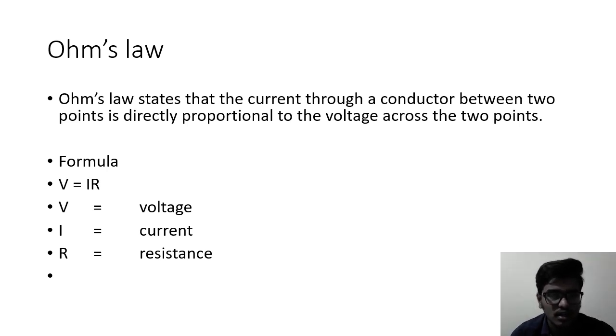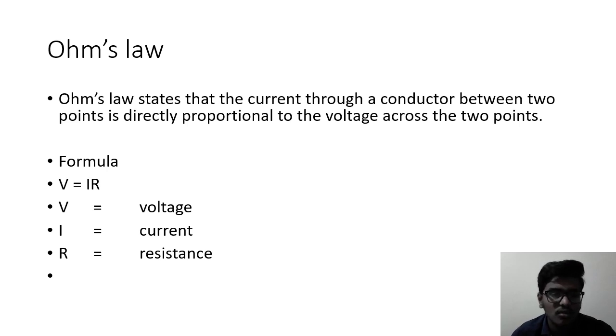Ohm's law states that the current through a conductor between 2 points is directly proportional to the voltage across the 2 points. Means when a current passes through a conductor between 2 points, it is directly proportional to the voltage across the 2 points. That's Ohm's law.